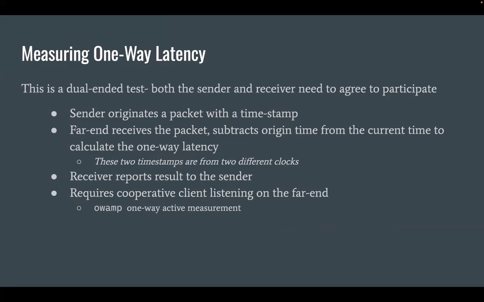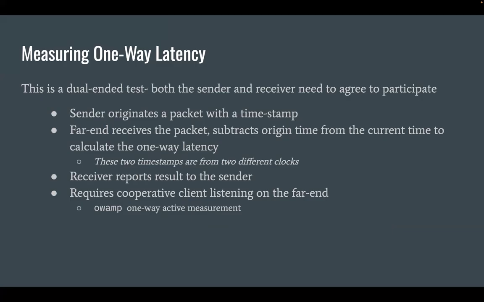So how do you do a one-way latency measurement? Well, it's a dual-ended test, and both sides need to coordinate and agree to be part of this test. The sender sends out a packet with an included timestamp. The receiver, or far end, receives the packet, subtracts the two timestamps, and sends the report back to the originator to inform it what the one-way latency is. We now have two clocks involved and two timestamps, and that's where we run into a problem.